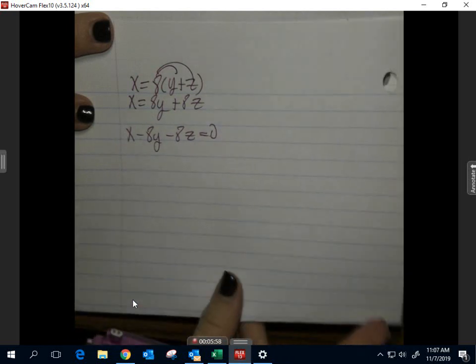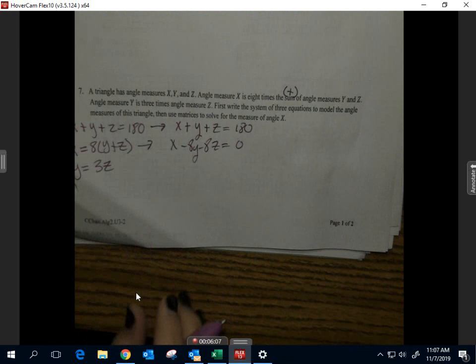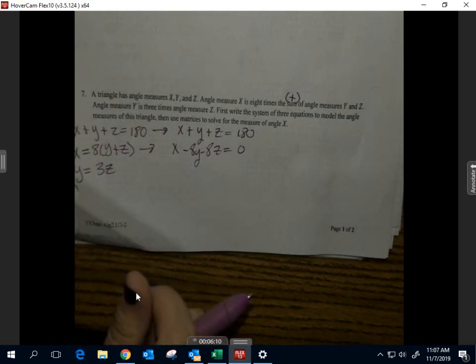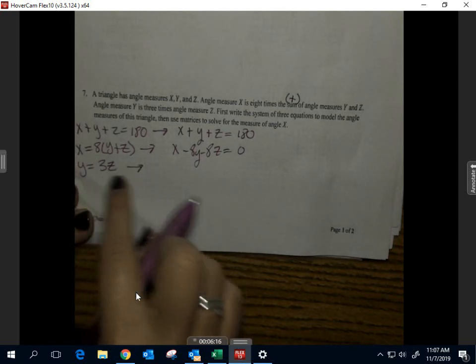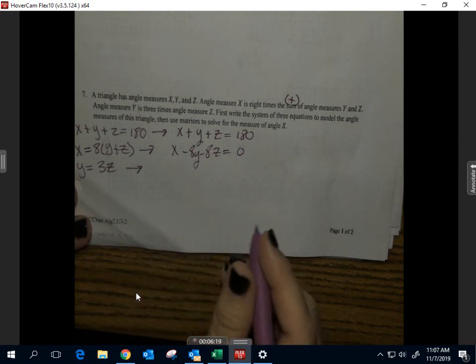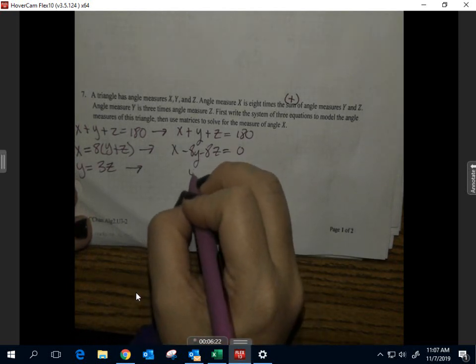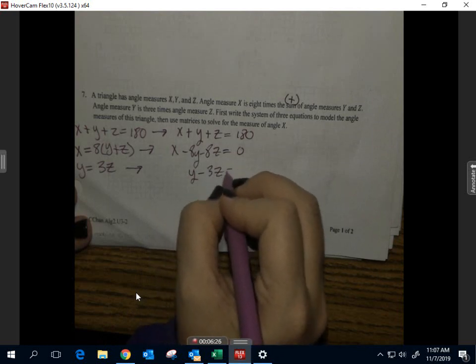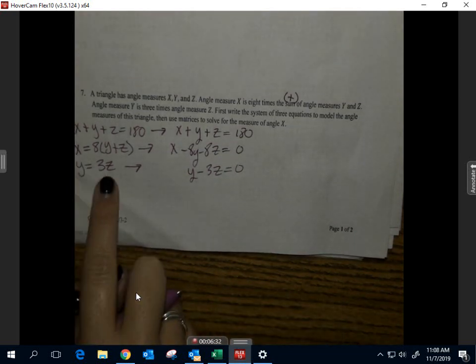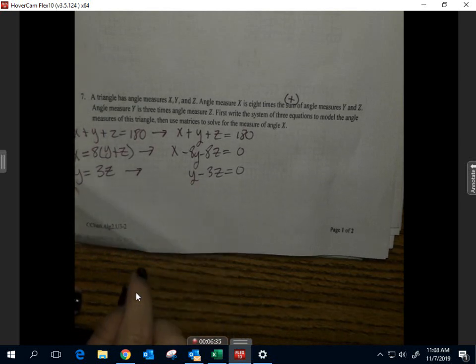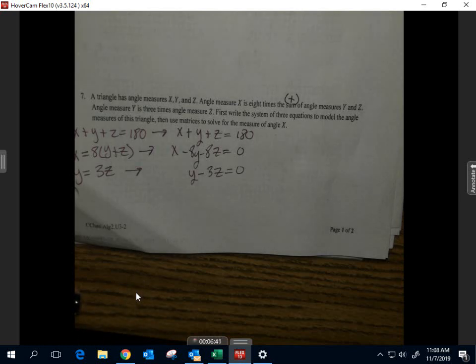Okay? x minus 8y minus 8z equals 0. That's what that becomes. Without having to work this out, what is this going to look like when I put all the variables on the same side? y minus 3z equals 0. Because I just subtracted 3z from both sides, and that's where that equation came from. Alright, now we're able to make our matrices and solve.